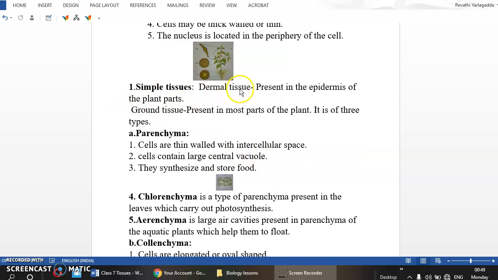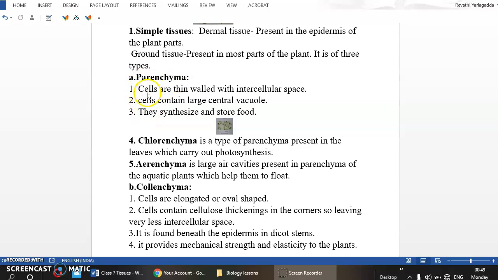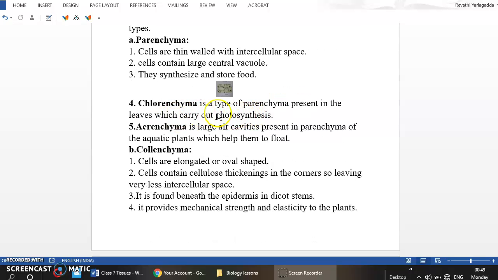Simple tissues are of two types: dermal tissue, which is present in the epidermis of the plant, and the ground tissue, which is present in most parts of the plant. This is of three types: parenchyma, collenchyma, and sclerenchyma. Parenchyma cells are very thin-walled and have intercellular spaces. Cells contain large central vacuoles, so the nucleus is pushed to the periphery, and they synthesize and store food. Chlorenchyma is a type of parenchyma present in the leaves which carries out photosynthesis, whereas aerenchyma has large air cavities present in the parenchyma of aquatic plants which help them to float.